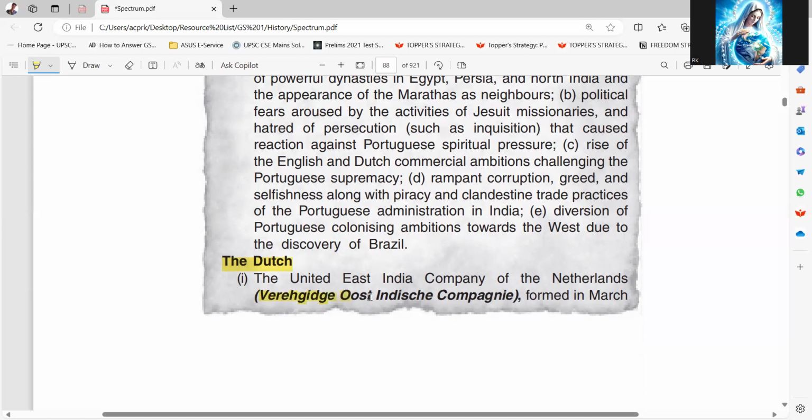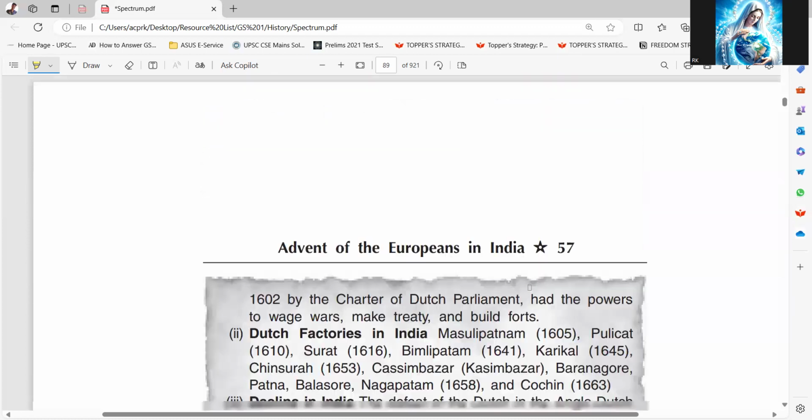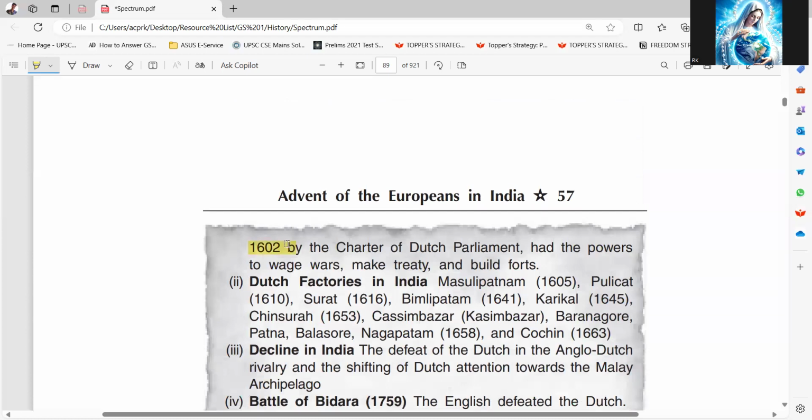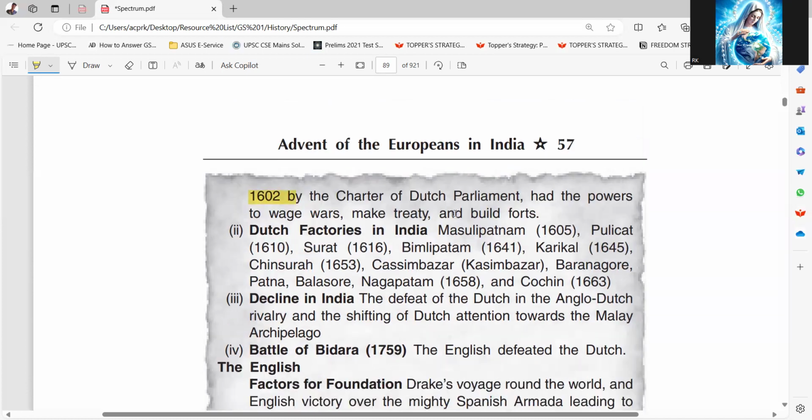Very good. Oost Indische Compagnie, formed in March 1602 by the Charter of Dutch Parliament, had the powers to wage wars, make treaties, and build forts. Dutch factories in India. Which are they?